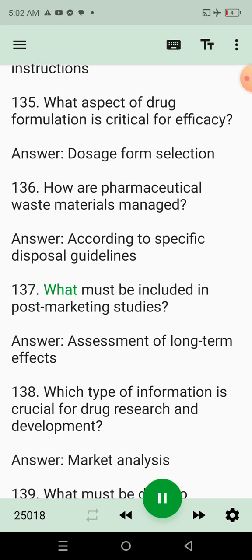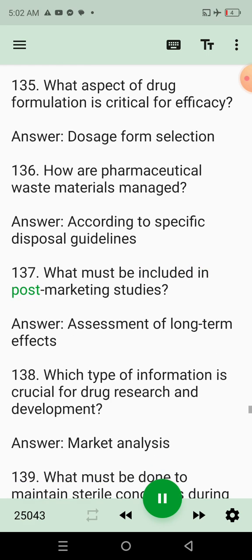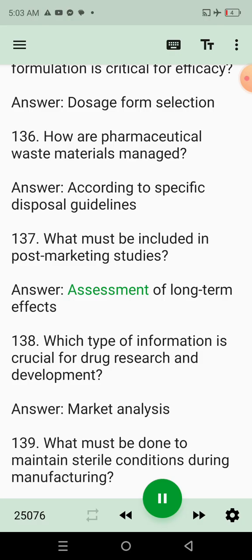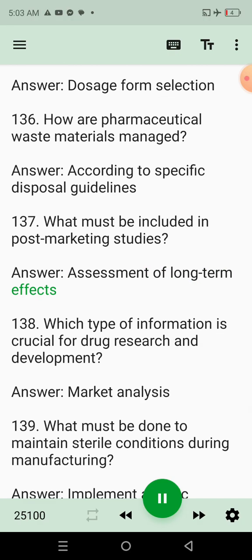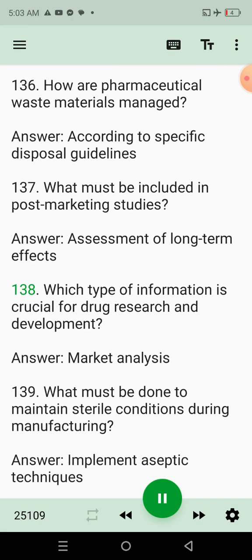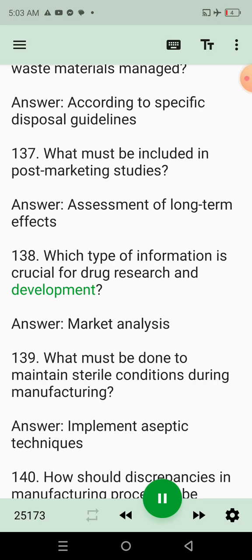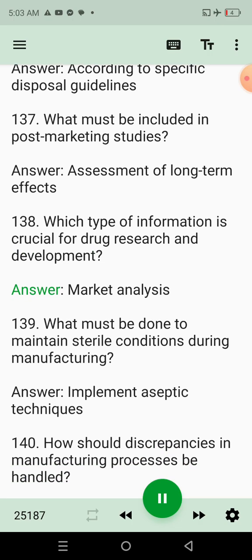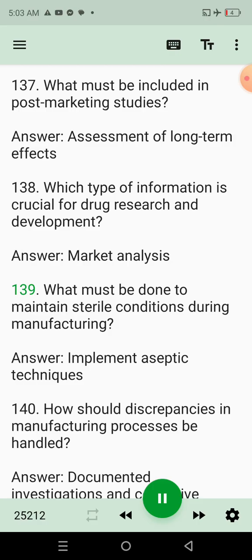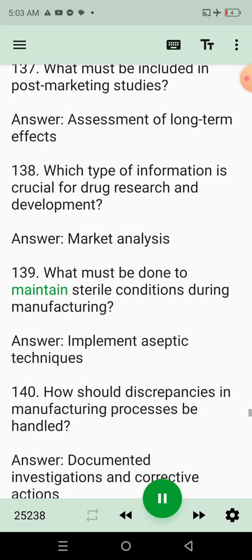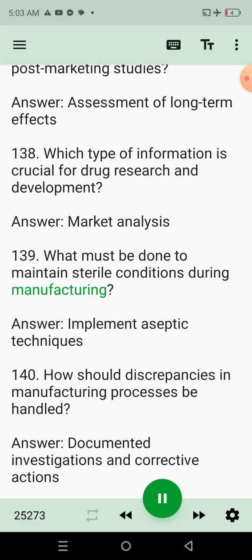137. What must be included in post-marketing studies? Answer: assessment of long-term effects. 138. Which type of information is crucial for drug research and development? Answer: market analysis. 139. What must be done to maintain sterile conditions during manufacturing?